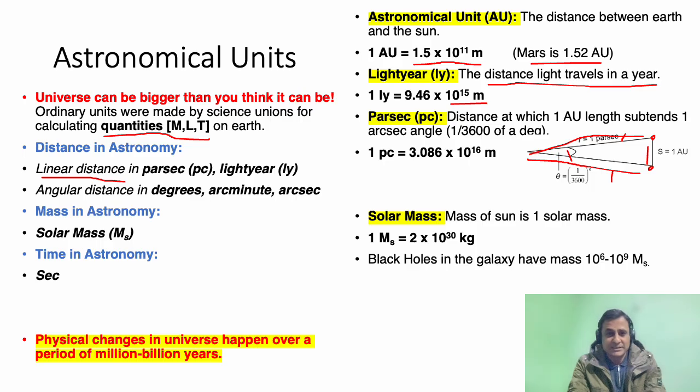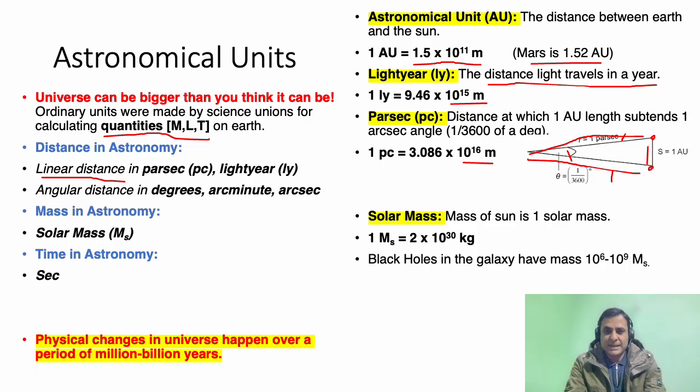And if we calculate, it has to be 3.086 multiplied by 10 to the power 16 meters. So you see it's even bigger than the light year. The light year is of the order of 10 to the power 15 meters, and the parsec is of the order of 10 to the power 16. Although they are almost comparable, not too different, because this is almost 9.5.